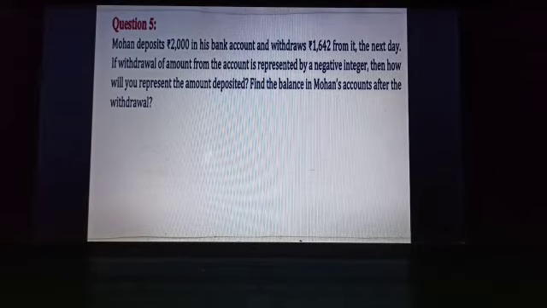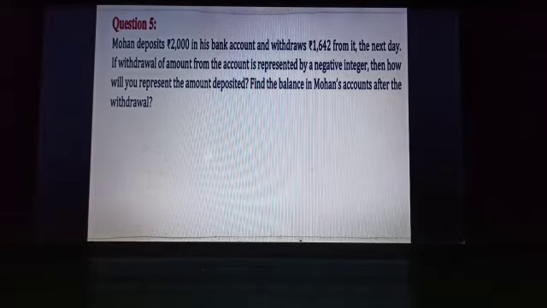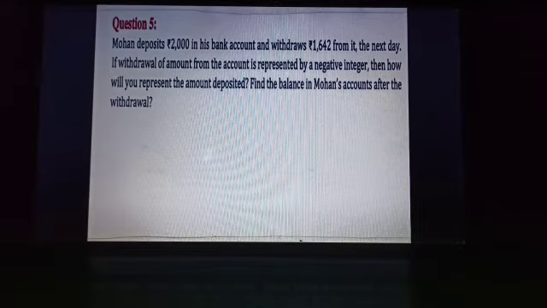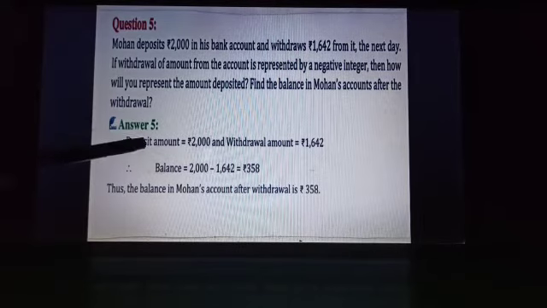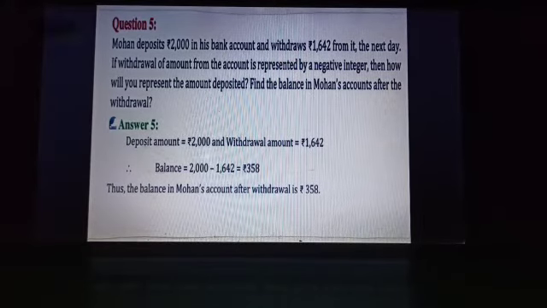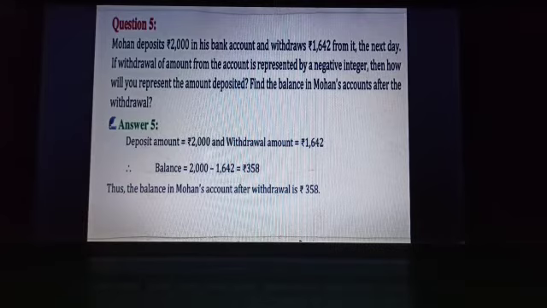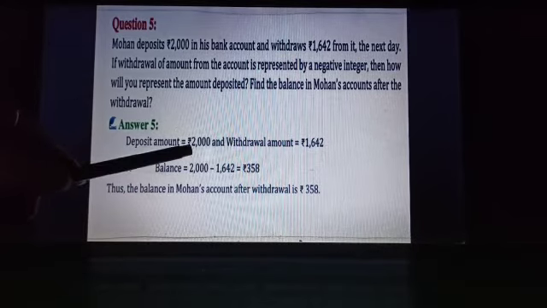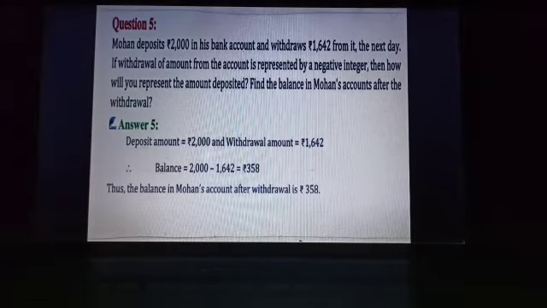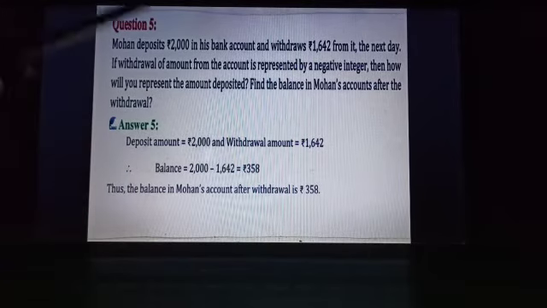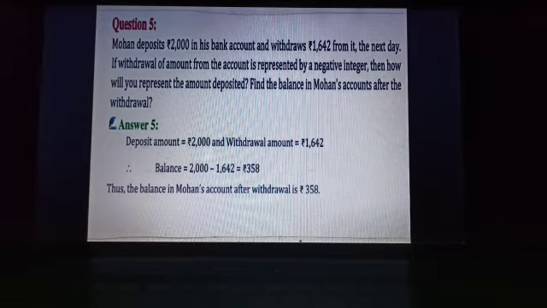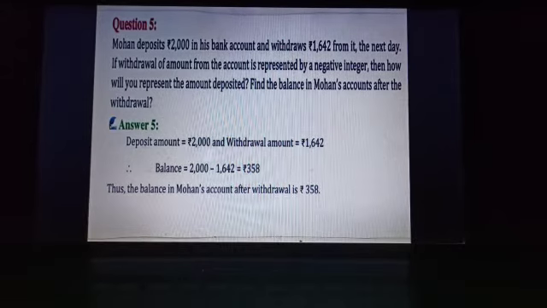with a positive integer. Okay, now we have to find the balance in Mohan's account. So as you can see, the deposited amount is rupees 2,000 and the withdrawal amount is rupees 1,642. Now to check the balance, what we have to do is subtract the withdrawal amount from the deposited amount. So after subtracting you will get rupees 358. So this will be the amount left in Mohan's account after the withdrawal.